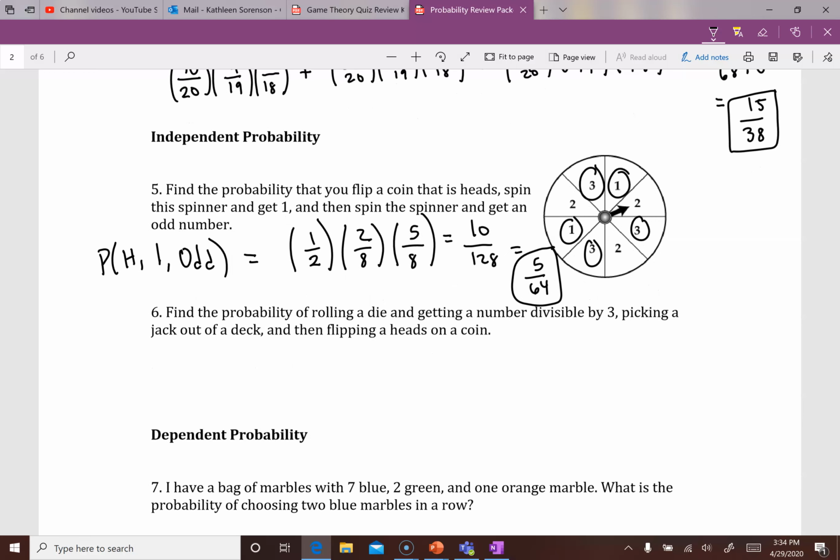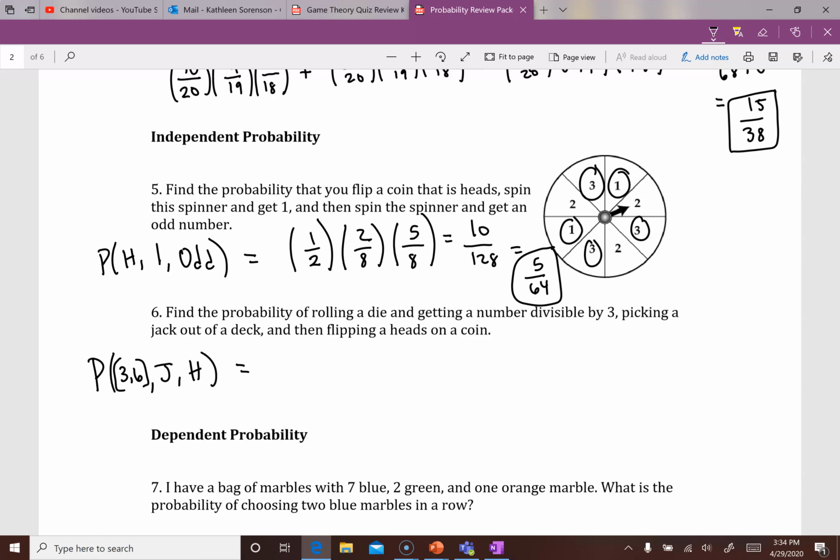All right, next one, find the probability of rolling a die and getting a number divisible by 3, and then picking a jack out of a deck and then flipping a heads on a coin. Okay, well, what's the probability of a number divisible by 3? So that would be for a die, that would be 3 and 6. That's it, right? So what's the probability of getting a 3 or a 6? And then what's the probability of picking a jack? And that's the probability of flipping a heads.